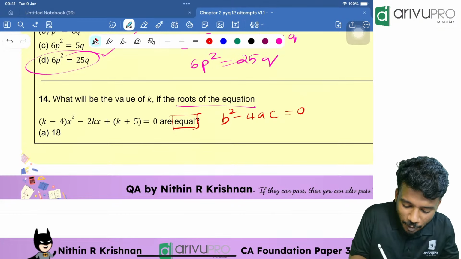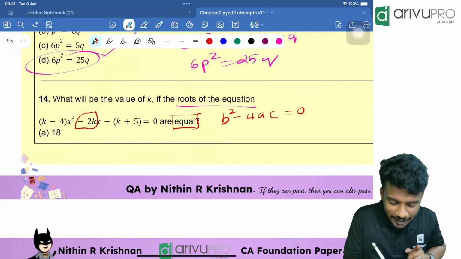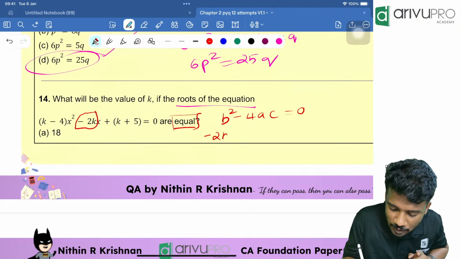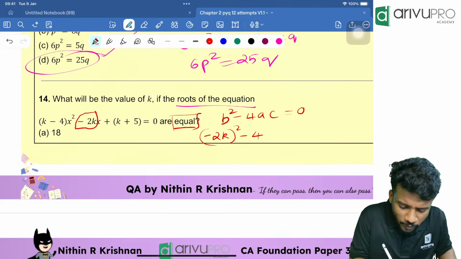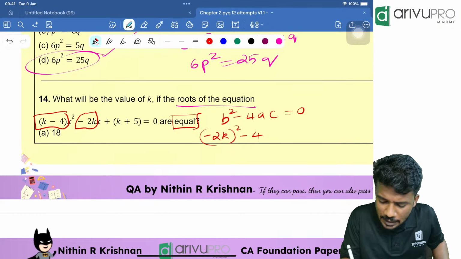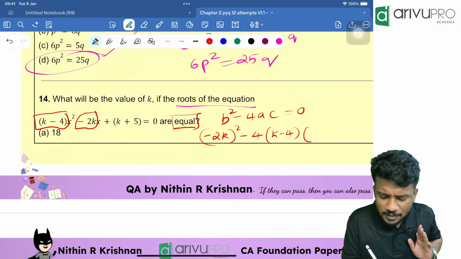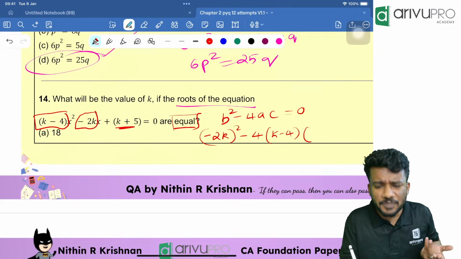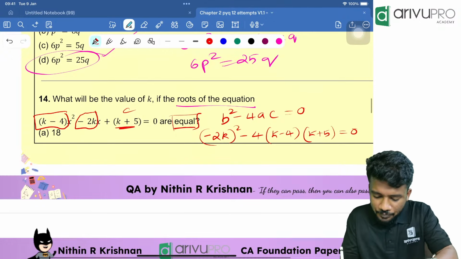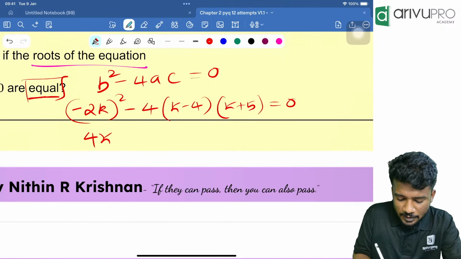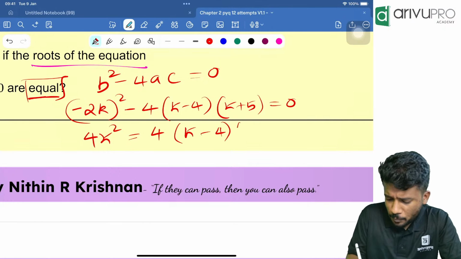Now B value is how much? I already told you B is nothing but the coefficient of X. That is minus 2K, the whole square, minus 4 into A, the coefficient of X square, that is K minus 4, multiplied into the constant term, that is K plus 5, which is equal to 0. Now people, this is nothing but 4K square is equal to, taking to the other side, 4 into K minus 4 into K plus 5.